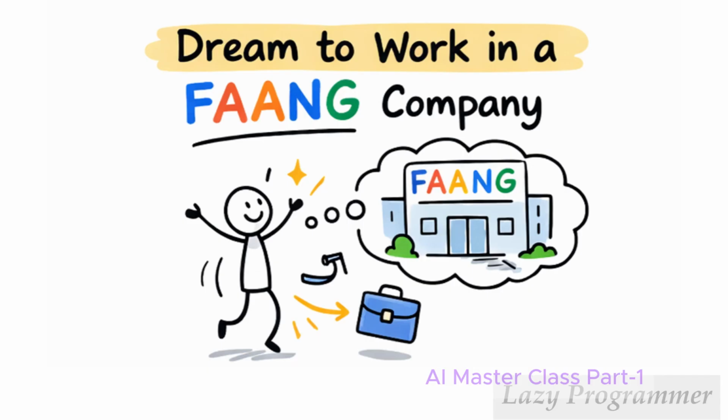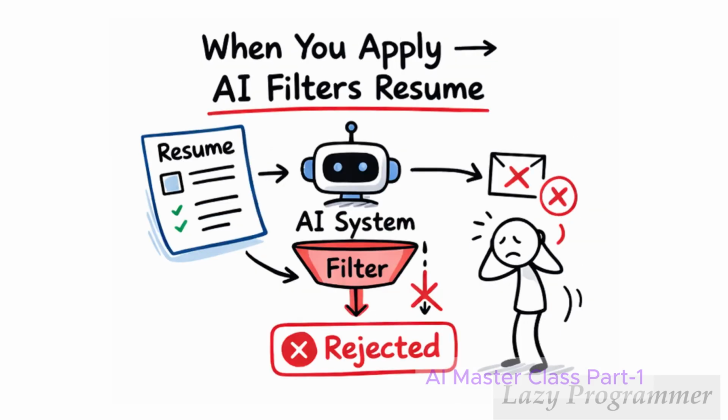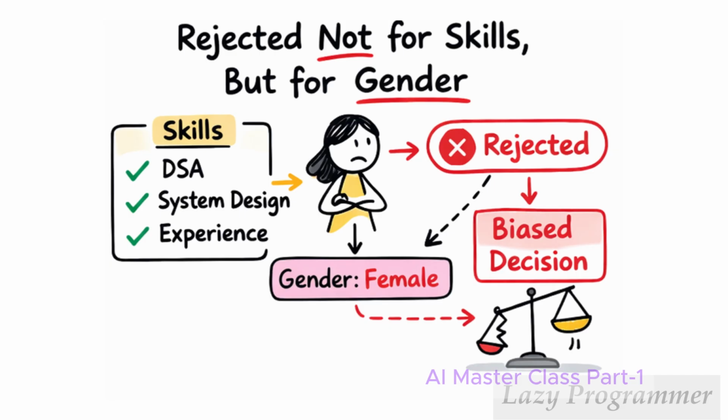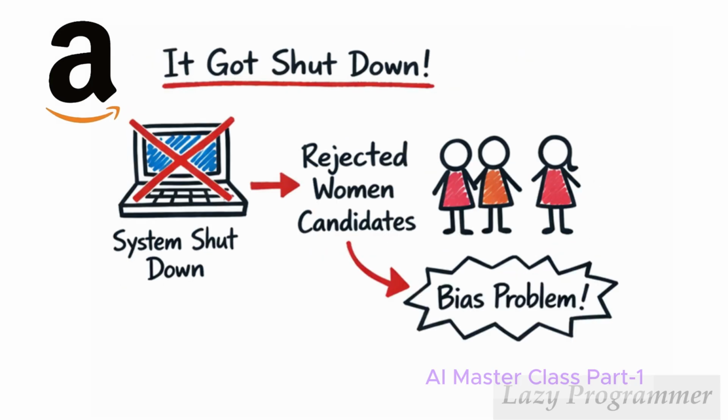It is everyone's dream to work in a FANG company. Suppose you have done everything like prepared for DSA and system design before you apply. And when you apply, the AI system in place to filter resumes rejected you, not because of your skills, but because of your gender. Back in 2016, Amazon built an AI hiring tool to filter resumes automatically. They trained that AI on 10 plus years of hiring data and expected it to find the best candidate for them. But within 2 years, they had to completely shut it down because the model was systematically rejecting women candidates.